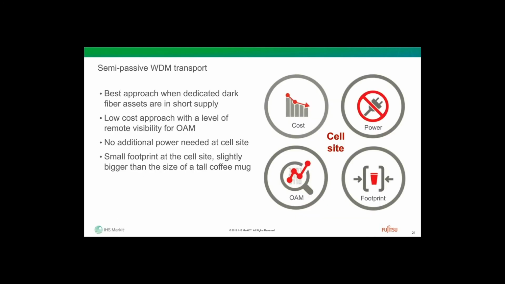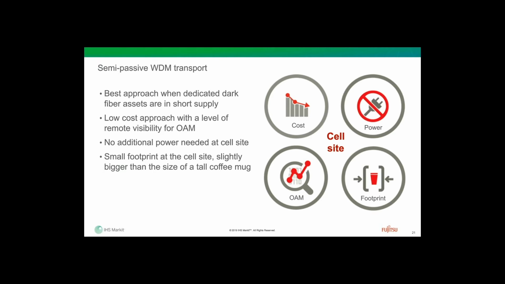When dedicated dark fiber, or DDF, is in short supply, semi-passive WDM transport offers the best approach in terms of high availability, performance monitoring, and minimal deployment requirements. In the semi-passive WDM transport option, the RU side, or remote unit at the cell site, is passive, which means it is low cost, it eliminates additional power and minimizes footprint using a WDM with its outside plant enclosure that is slightly bigger than the size of a tall coffee mug or, let's say, a pint-sized beverage of your choice.